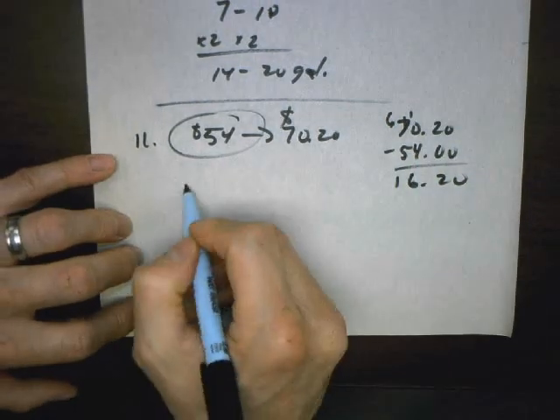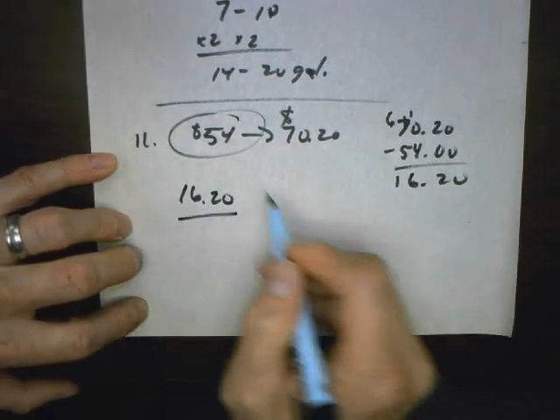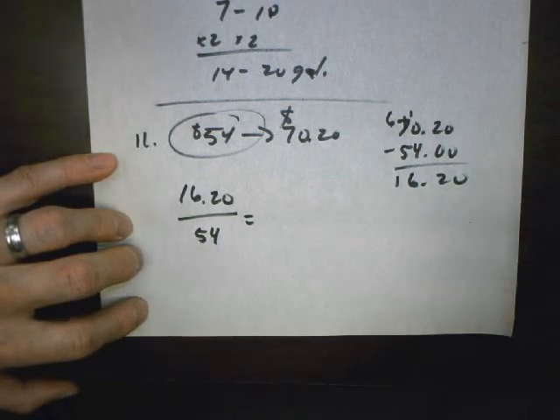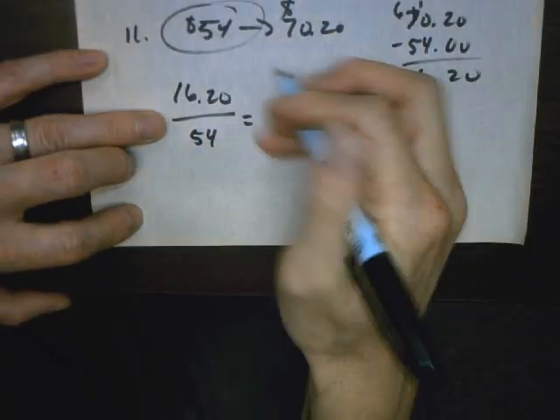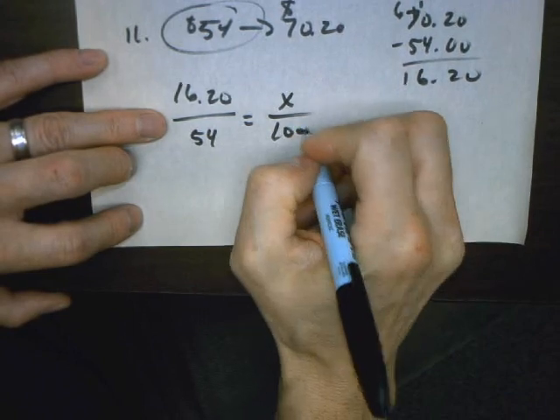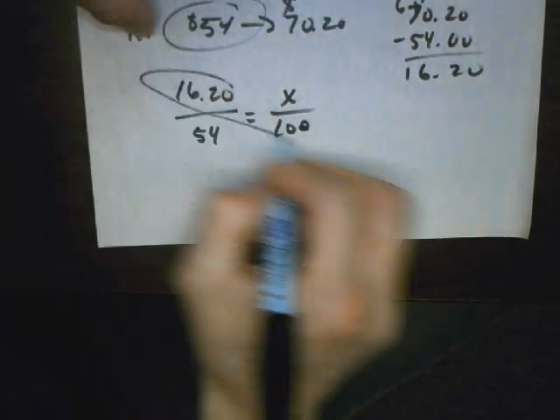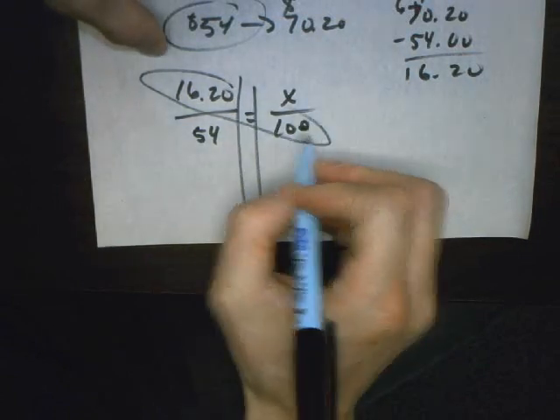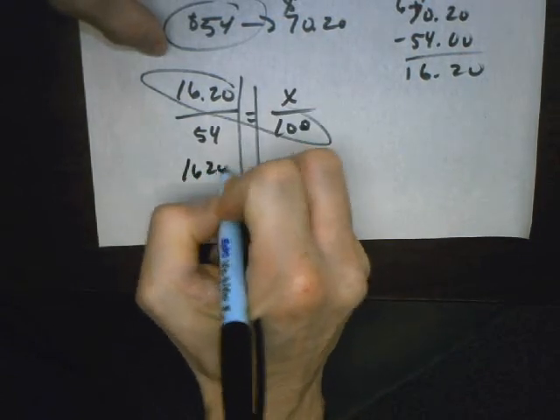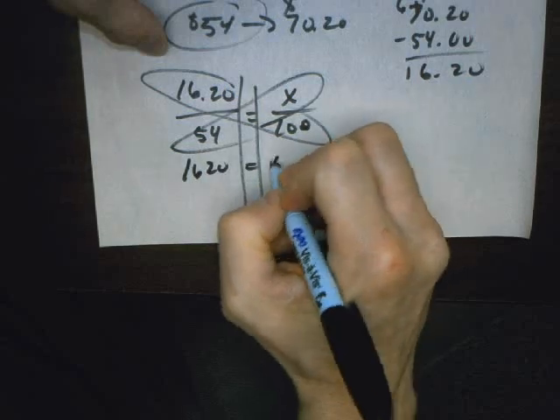So the question is, $16.20 is what percent of the original? So we know how to do percent proportion. We put is over of. 16.20 is what percent of 54, right? Or part over whole. And what percent? Percent always goes over 100. So since I don't have that this time, I put x there. And I cross multiply. Multiplying by 100 means move the decimal 2 times. Multiplying by x means put the x after it. And divide. 54 goes here, 54 goes here.